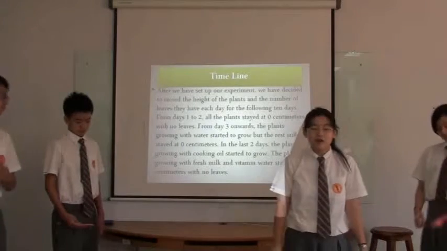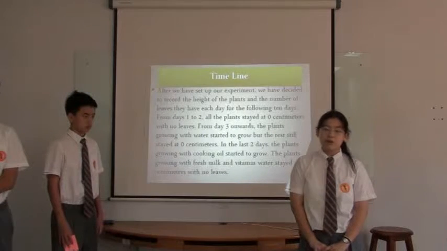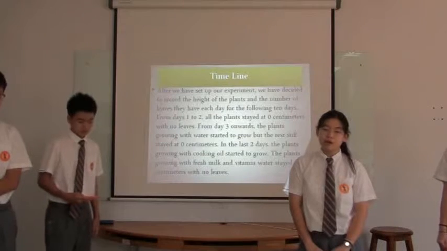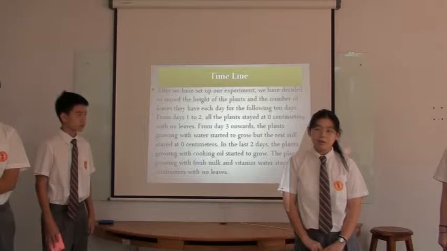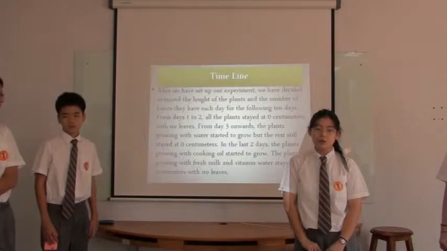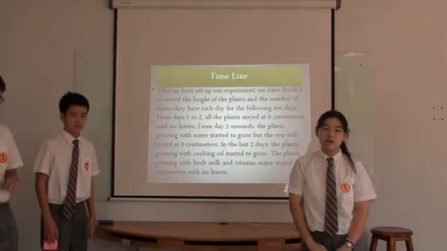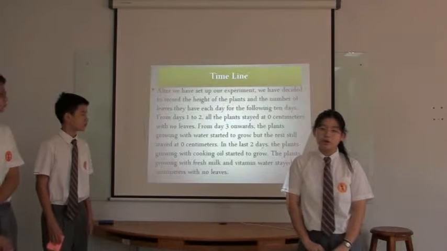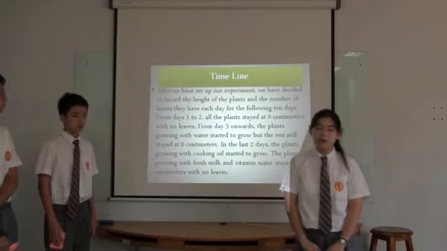So after setting up our experiment, we decided to experiment for 10 days. From days 1 to 2, the plants stayed at 0 centimeters with no leaves. From day 3 onwards, the plants that grew with water started to grow. And from day 9, the plants that grew with cooking oil also started to grow. In the end, the plants that grew with water grew to 19 centimeters with 3 leaves. The ones with cooking oil grew to 1 centimeter with 2 leaves, and the ones with fresh milk and vitamin water didn't grow at all.